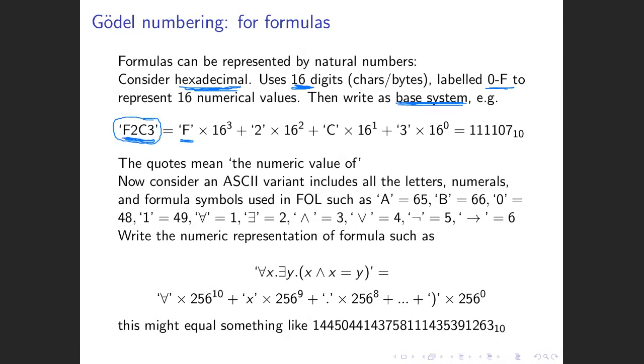F is a symbol. Putting it in quotes means convert it into a number. So when you see F in quotes, this is just like in a programming language where it's a char. Here it is going to get converted to the number 15. That act of putting it in quotes says convert it into a number. So we're going to do 15 times 16 to the 3 to get that bit. We're going to do 2 times 16 to the 2 to get that bit. What is C? 10, 11, 12, yeah? 12 times 16 to the 1 to get that bit. And then 3 times 16 to the 0. And then we add them all together, and we end up with this number.